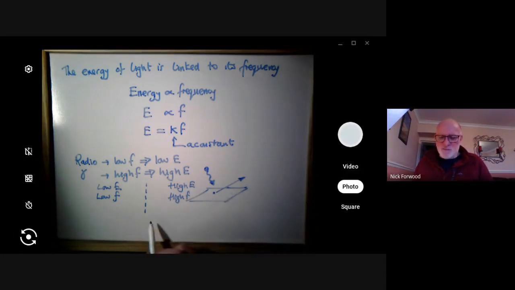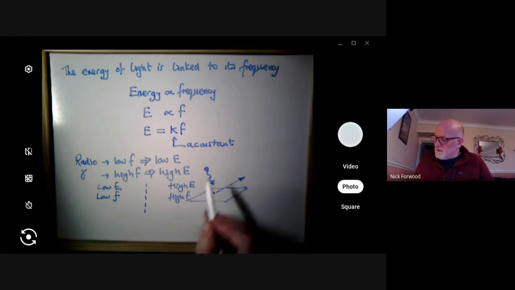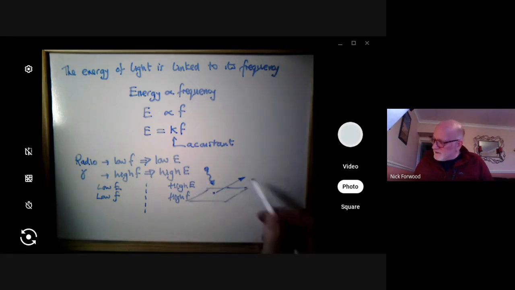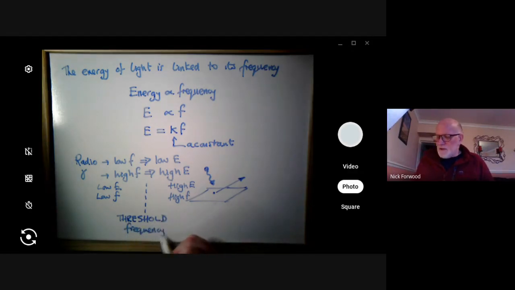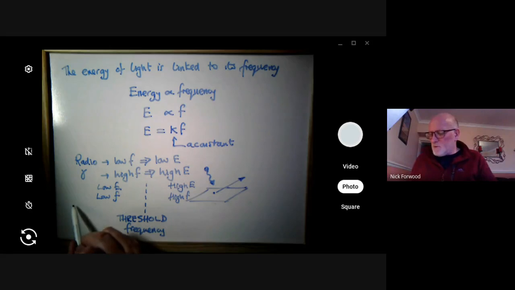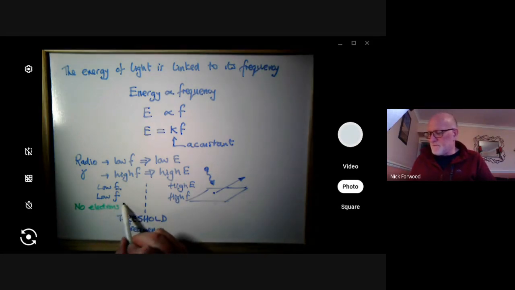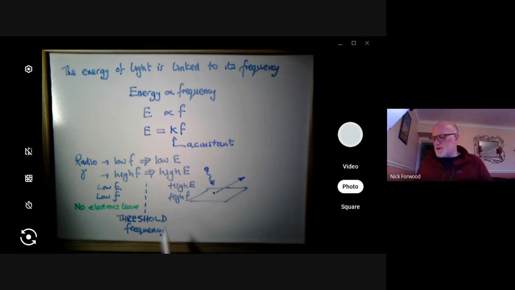And this point above which the incoming light, with a high enough energy and high enough frequency, can get an electron to leave is called the threshold frequency. And below the threshold frequency, there's no photoemission, no photoelectric effect, no electrons are freed to leave. And above a certain frequency, called the threshold frequency, electrons can be broken out from the metal.